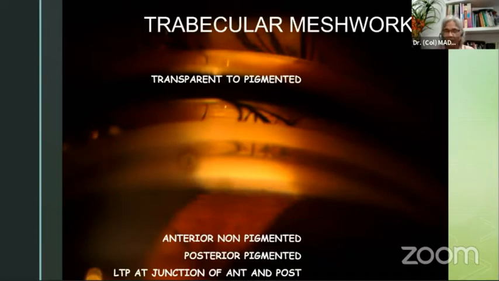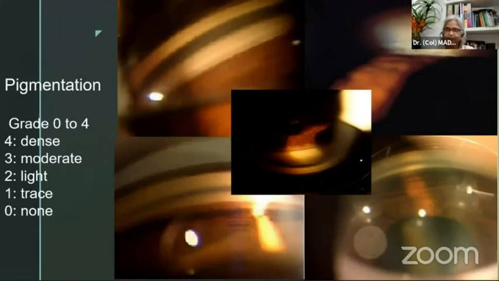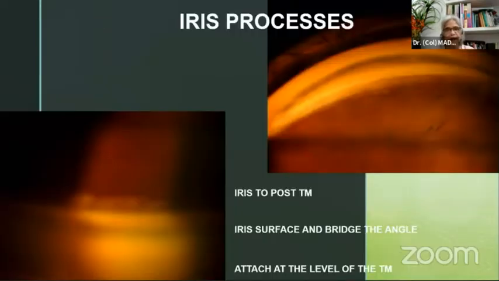Actually, there's a lot of debate on pigmented versus non-pigmented, but the bottom line is that 0 to 1 is fine, even up to 2 is fine, but if 3 is there, then think of diabetes, think of pseudoexfoliation. If it's grade 4, there is no other diagnosis but pigment dispersion syndrome or pigmentary glaucoma. Iris processes: now these we can see as very fine strands going into the trabecular meshwork. They don't cross the trabecular meshwork, and these are very often in congenital glaucomas and also in juvenile glaucomas.